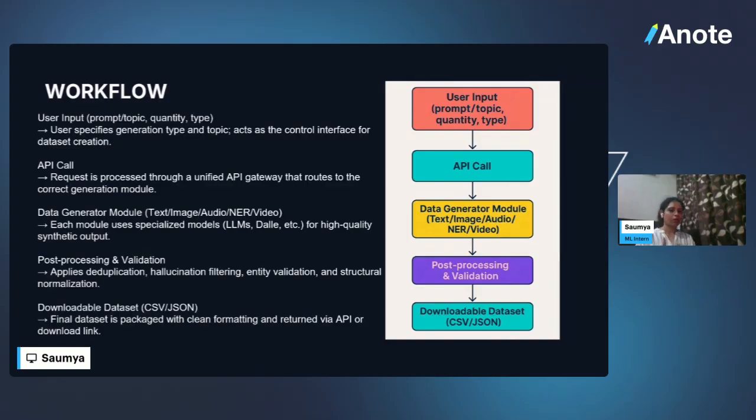After calling that particular module, it would generate the data, and then each of them has its own post processing and validation steps that each of these modules carry. And after post processing and validation, we finally get the downloadable data set. It could be in a CSV or JSON format.